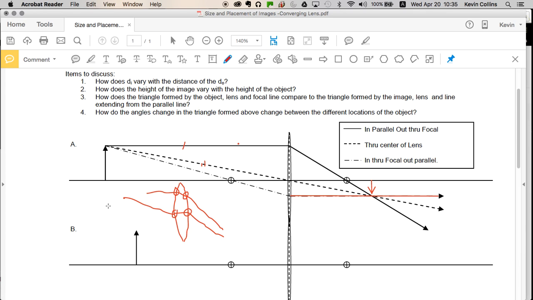And finally, the in through the focus, out parallel is once again going to come in. It's going to bend slightly, bend some more, and come out, resulting in, if they were drawn better, all of our rays converging at that one point. If you have any questions, please do not hesitate to ask.